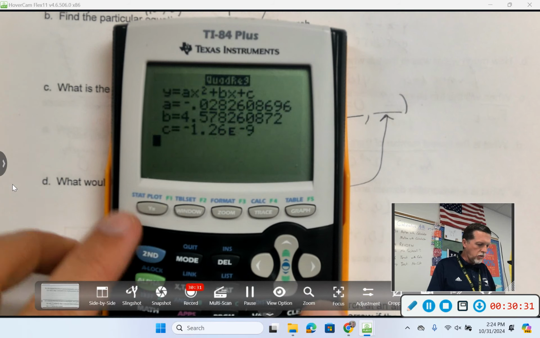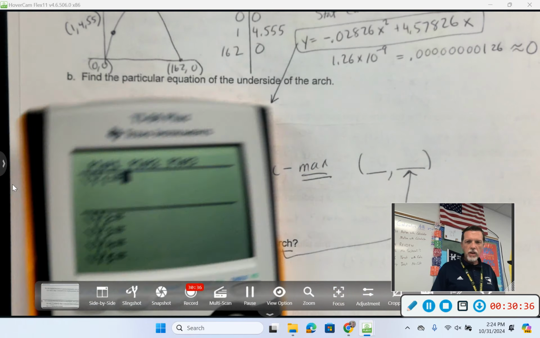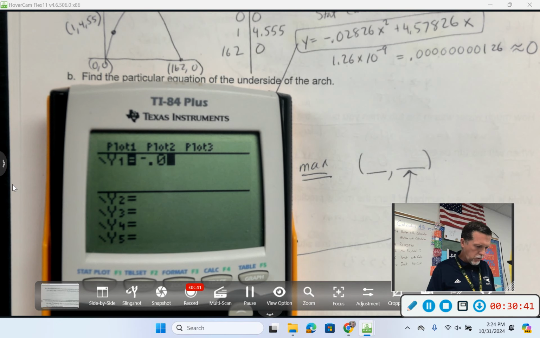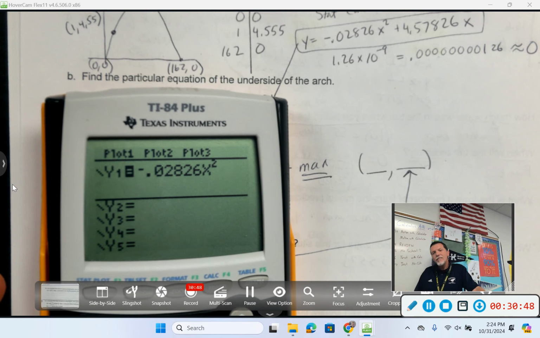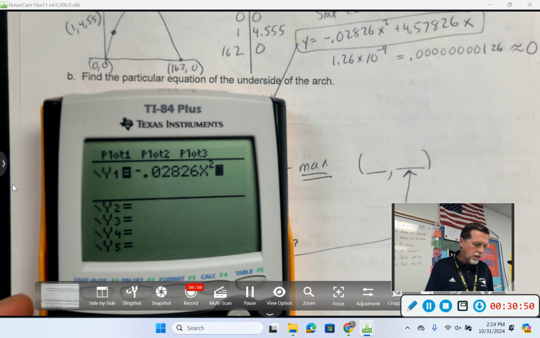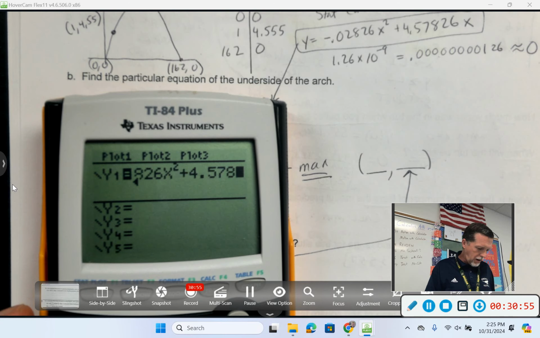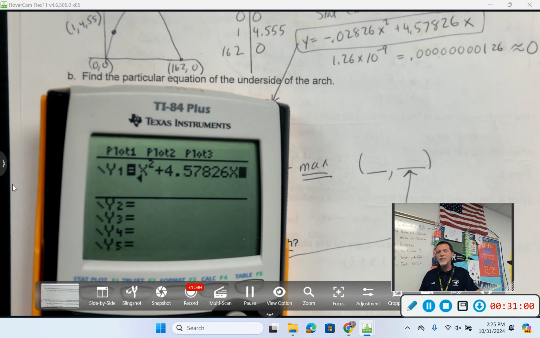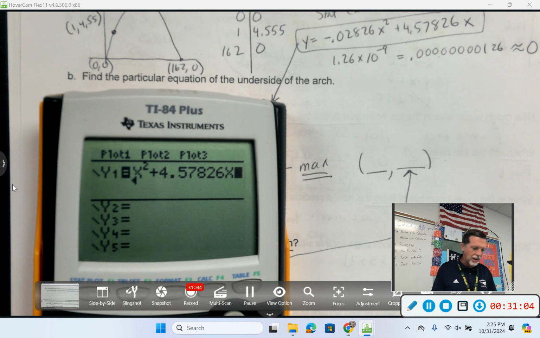Okay, so we'll go to y equals, and then we type in negative 0.02826 x squared. I'm going 5 decimals just because I know if I carry 5, when I round to 3, I'll still be good. Plus 4.57826 x. And I'm not going to put that plus 0 at the end because that doesn't change anything. And I'm definitely not typing in 1.26 times 10 to the negative 9.